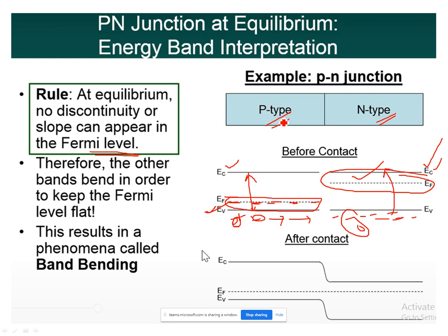So in p-type material, the probability of finding the electron is nearer to the valence band, and in n-type material, the probability of finding the electron is nearer to the conduction band, right? So this is clear, I hope. Next, we have a rule at equilibrium: no discontinuity or slope can appear in the Fermi energy level.